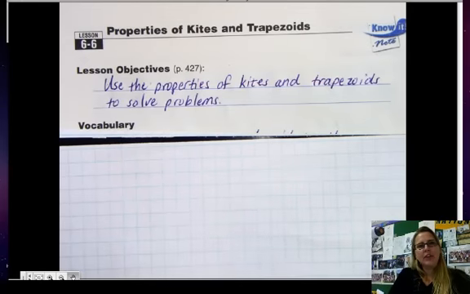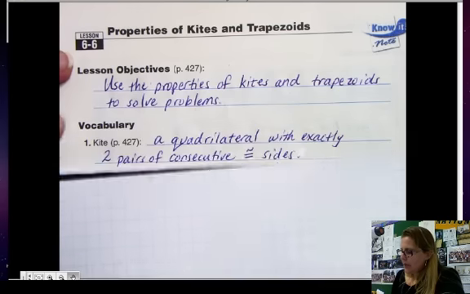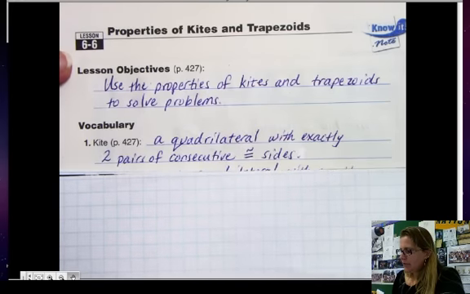All right, and we're moving on to properties of kites and trapezoids. We're going to use these properties to solve a few problems today. And so here are a couple of vocabulary terms.